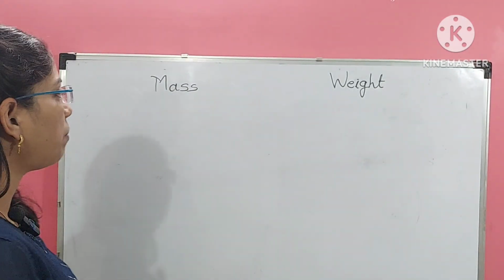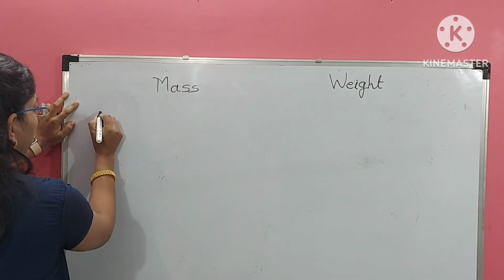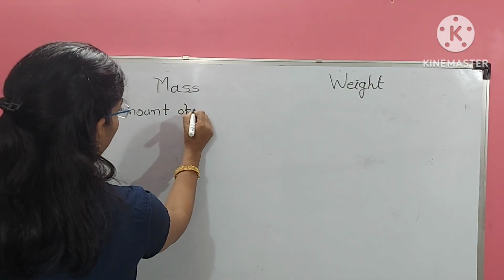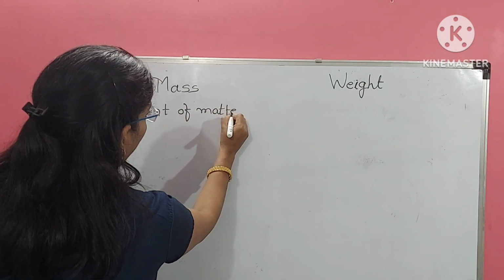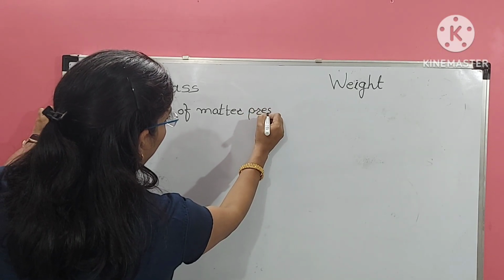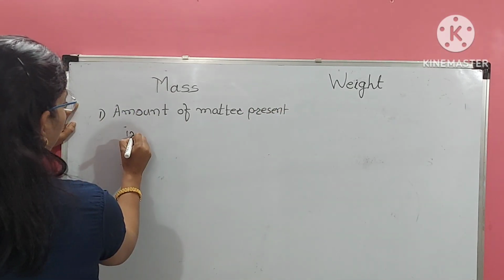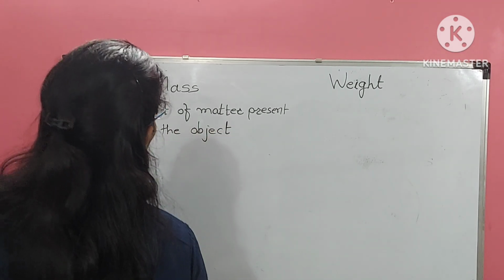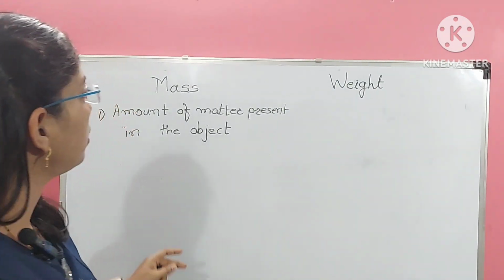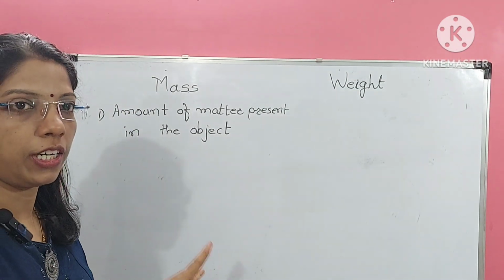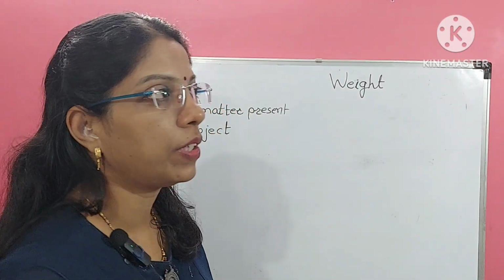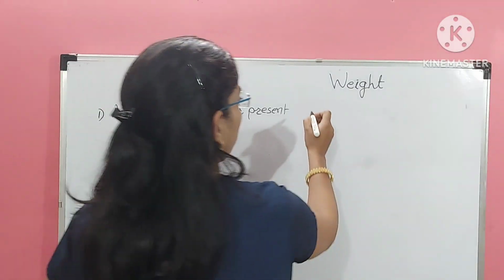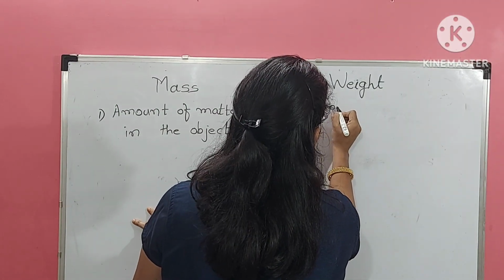So what is meant by mass, and what is meant by weight, we will see. Mass is the amount of matter present in the object. So we can define mass as: the amount of matter present in the object is called mass. What is meant by weight? Weight is the force with which the earth attracts things.